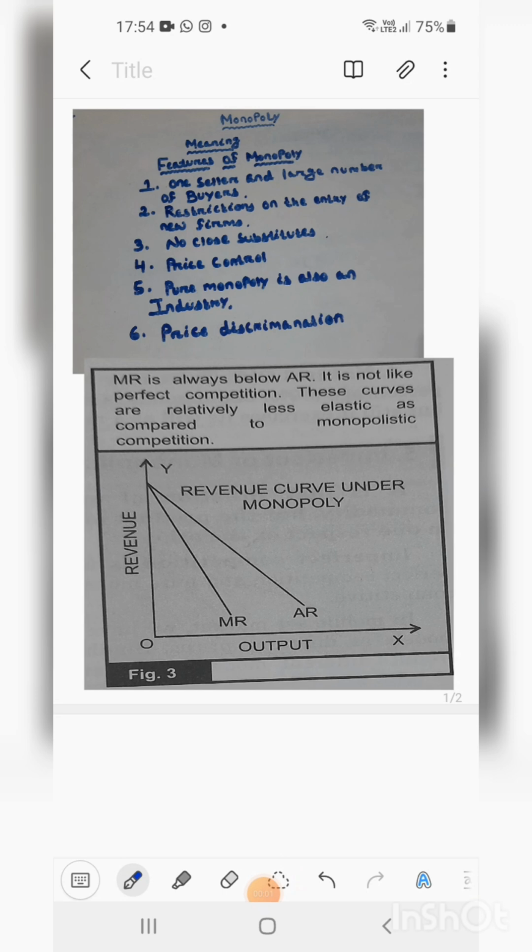I am Osima Biswal. Today I will discuss the meaning of monopoly and features of monopoly.